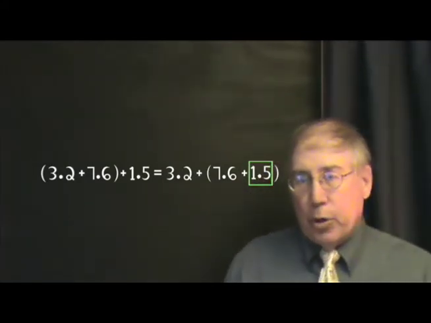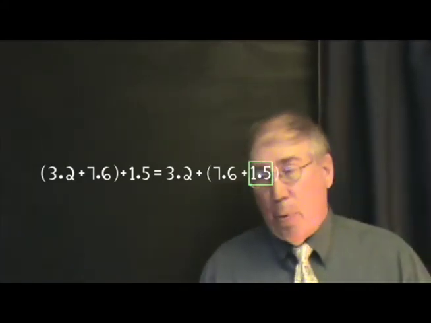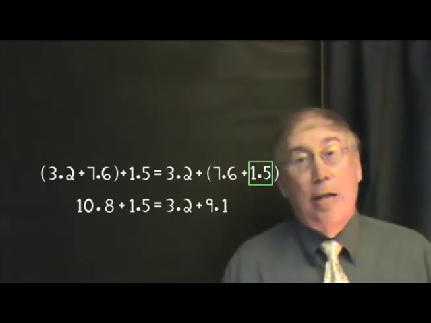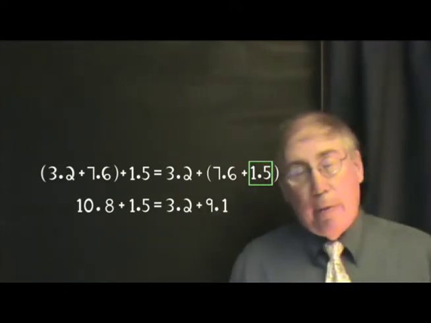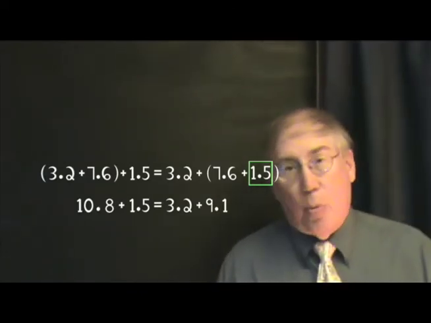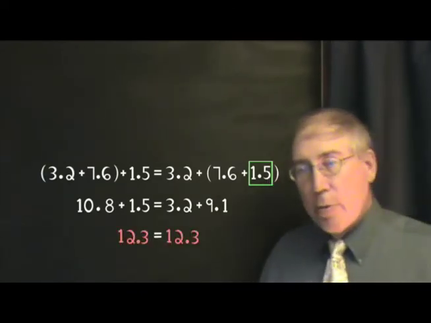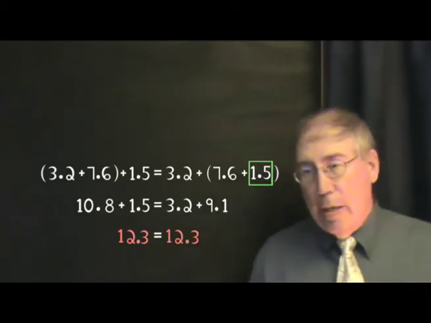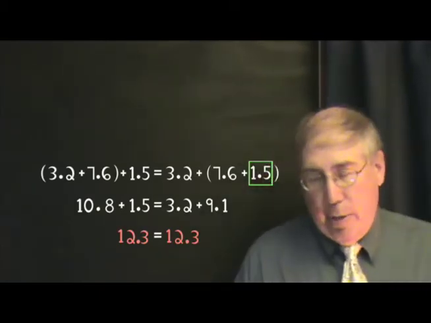So on the left hand side we're grouping 3.2 plus 7.6, and on the right hand side 7.6 plus 1.5. So that gives us on the left hand side 10.8 plus 1.5, and on the right hand side 3.2 plus 9.1, and you'll get 12.3 on both sides.